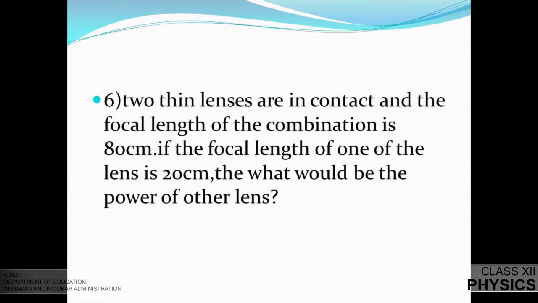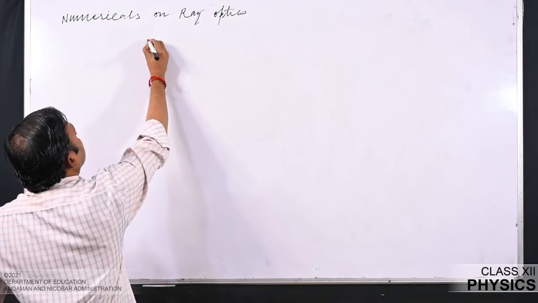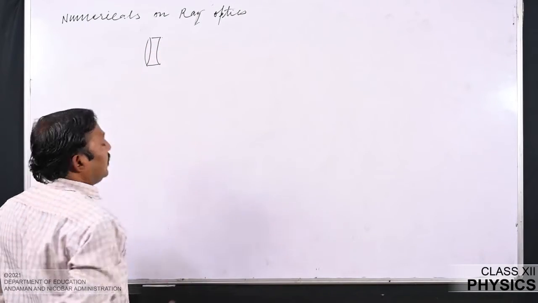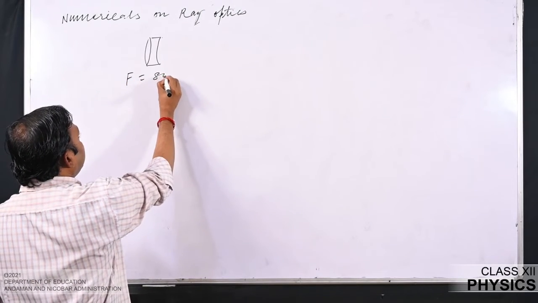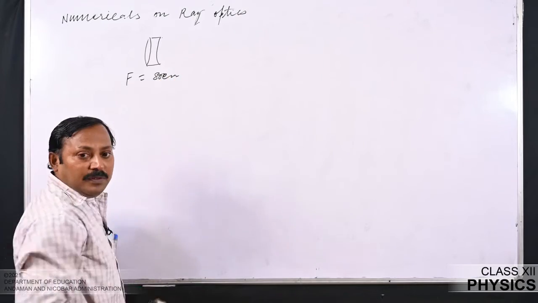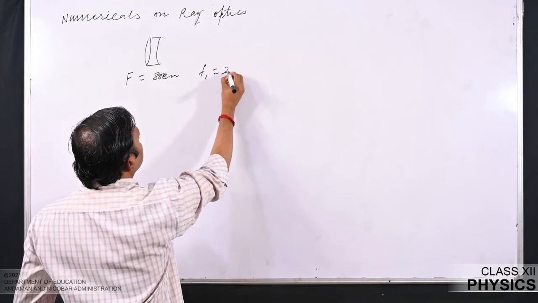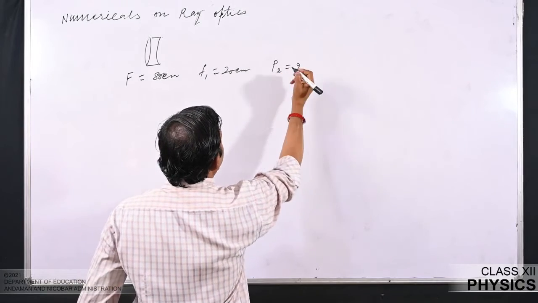Two thin lenses are in contact and the focal length of the combination is 80 centimeter. If the focal length of one of the lenses is 20 centimeter, then what would be the power of the other lens? So here two thin lenses are given. Let us suppose this is the first lens and the second lens is also there. Maybe it is concave or convex, we do not know, but it is given that the total focal length f is equal to 80 centimeter, and the focal length of one of the lenses f1 is equal to 20 centimeter. We have to find the power of the second lens, let us say P2, which is equal to question mark.